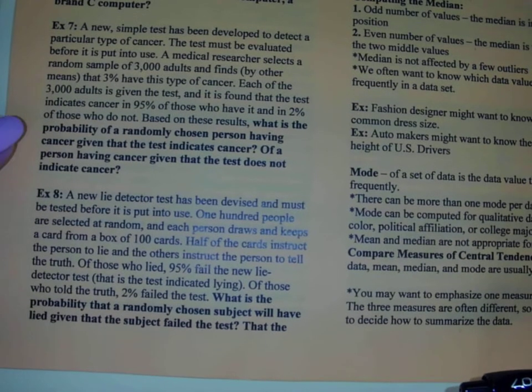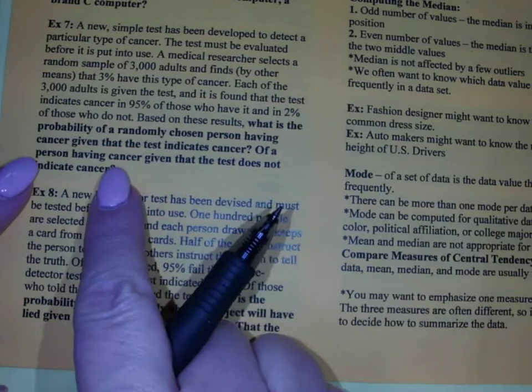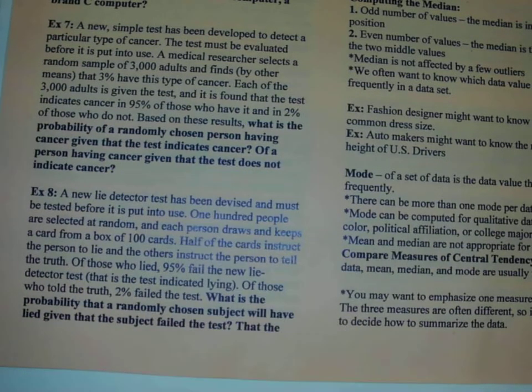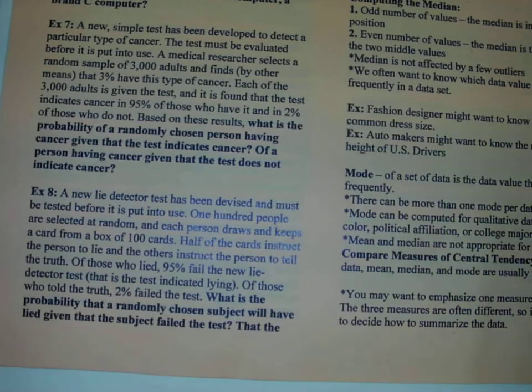Based on these results, what is the probability of a randomly chosen person having cancer given that the test indicates cancer, and of a person having cancer given that the test does not indicate cancer?